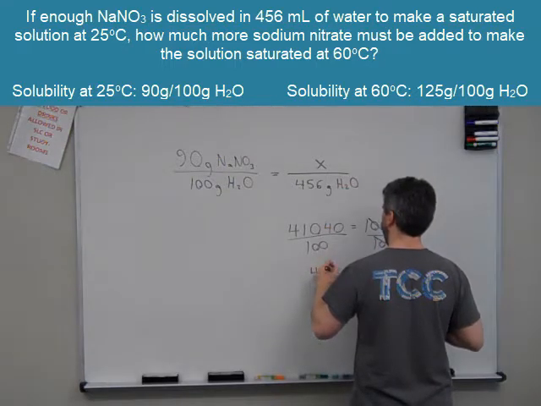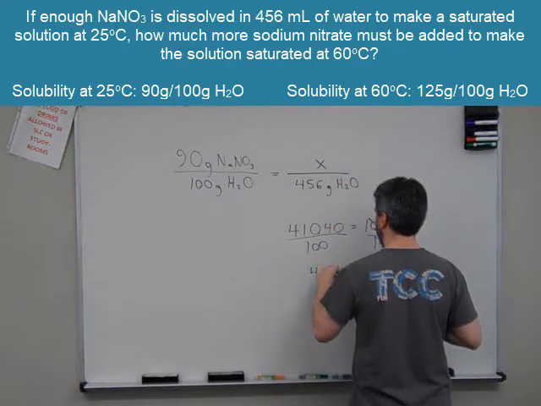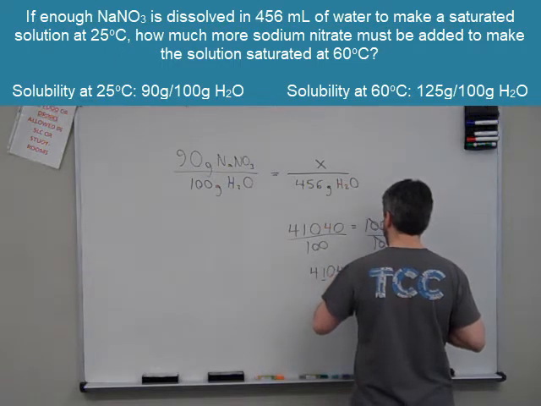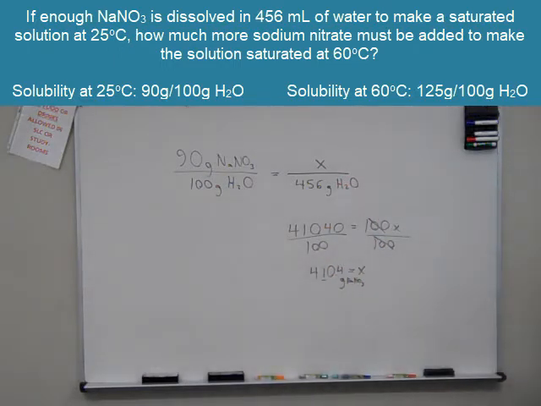We'll keep the sig figs for now, but we really only have probably 2. 410.4 grams of sodium nitrate. This is how much is dissolved in a saturated solution at 25 degrees.